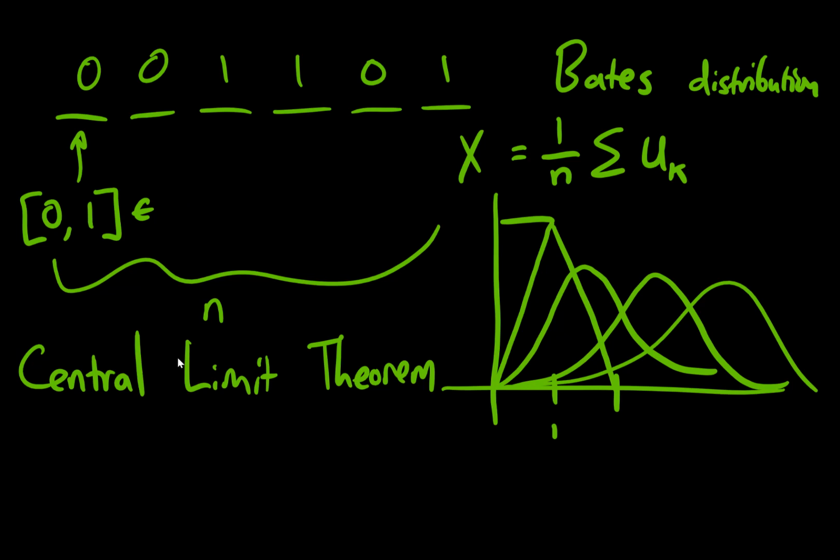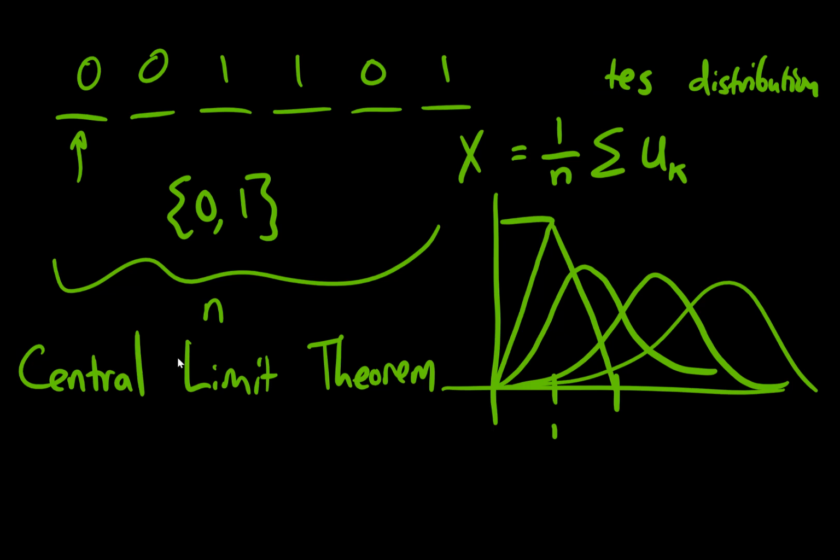But in our problem, we were actually picking from binary values. We're picking 0 and 1, so there's equal probability of not picking something or picking something. It turns out this also has a distribution very close to Gaussian. The name of this distribution is the Bernoulli distribution. You can read about these things in a probability textbook.